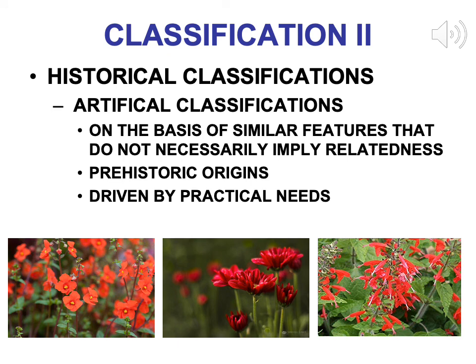Well, the bottom line is an artificial classification is easy. All you have to do is remember some basic characteristic and lump it into a group of organisms that have the same characteristics. It's something prehistoric humans have been doing for a long, long time. So we're going to say that artificial classifications have a prehistoric origin, and they were driven by practical needs.